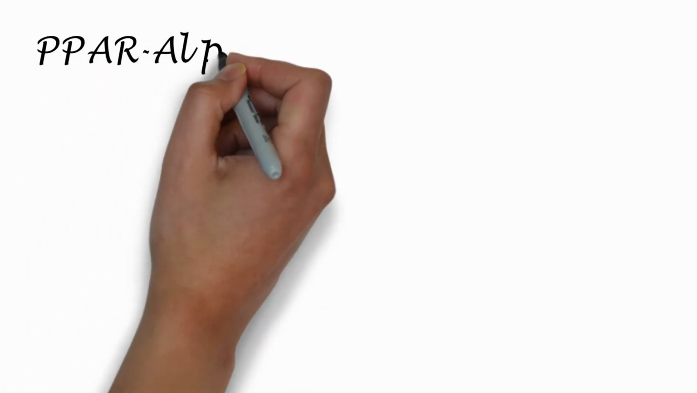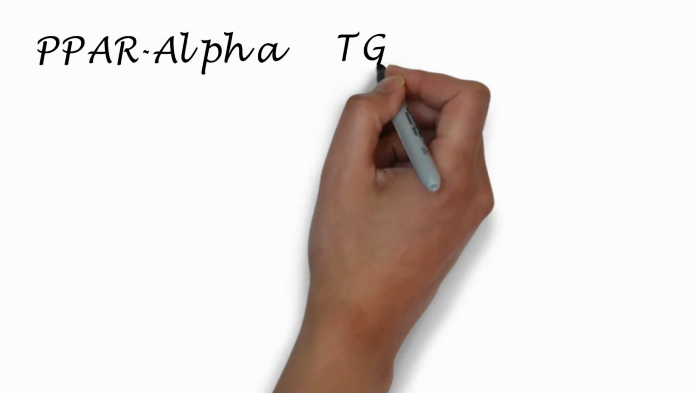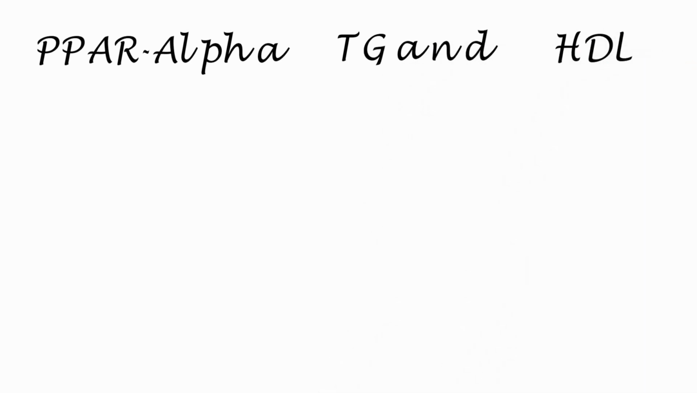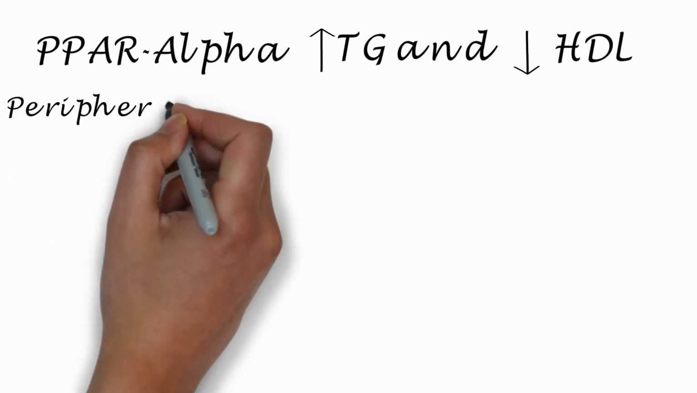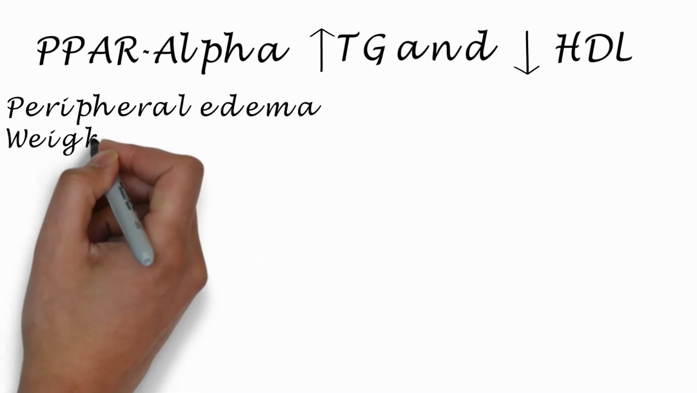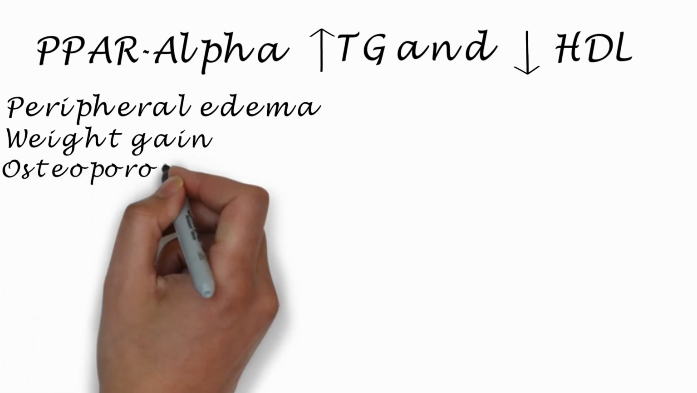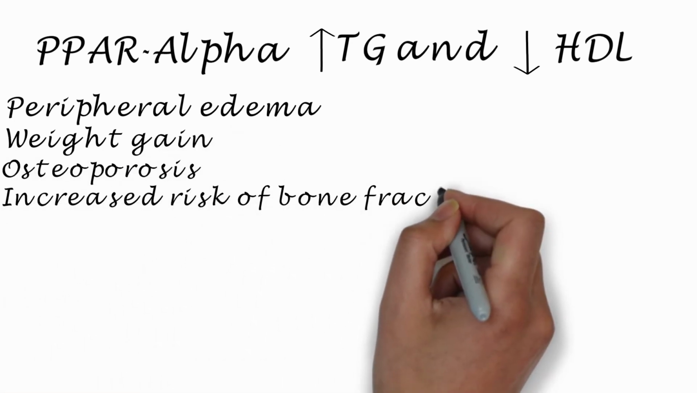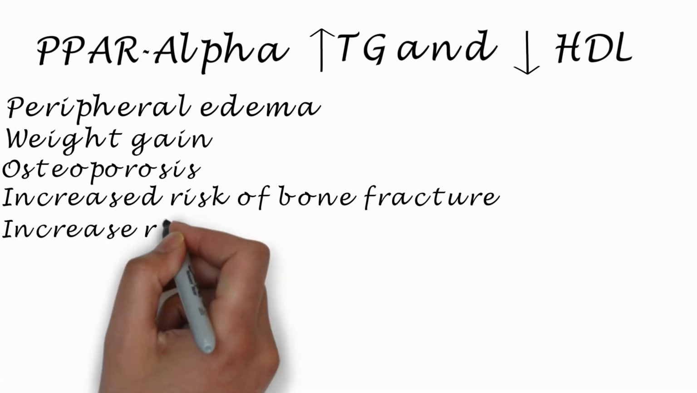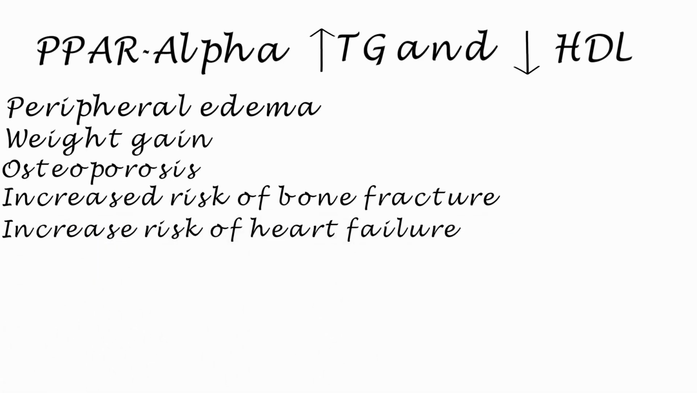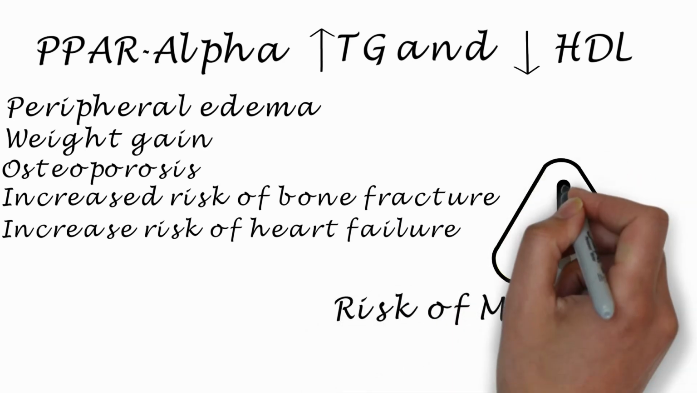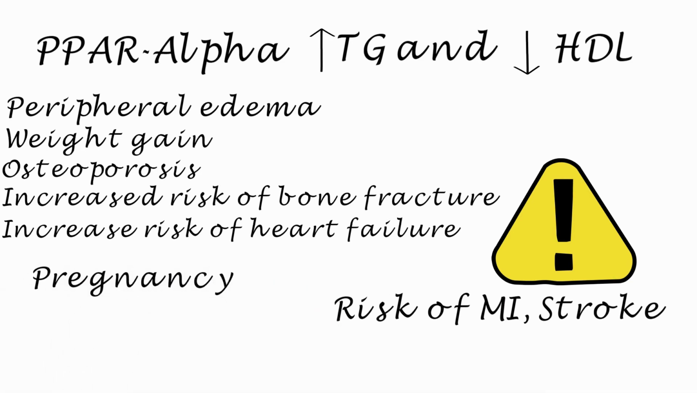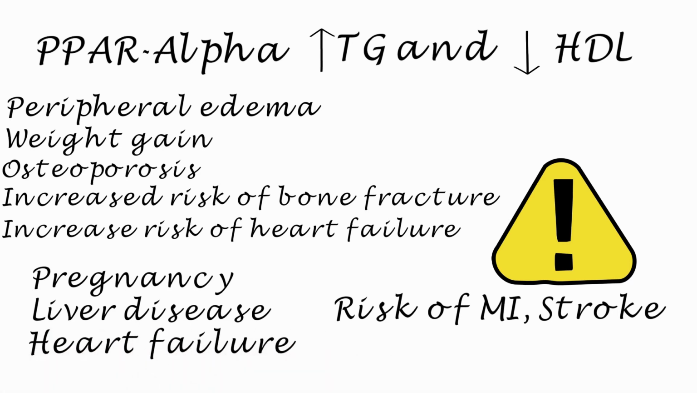Pioglitazone has PPAR alpha activity as well, so it also lowers the triglyceride level and increases the HDL level. The main adverse effects with this group are peripheral edema, weight gain, osteoporosis and increased risk of bone fractures and congestive heart failure. Rosiglitazone has been withdrawn due to an unacceptable increase in risk of myocardial infarction, congestive heart failure, and stroke. These drugs are contraindicated in the presence of hepatic disease, heart failure, and pregnancy.